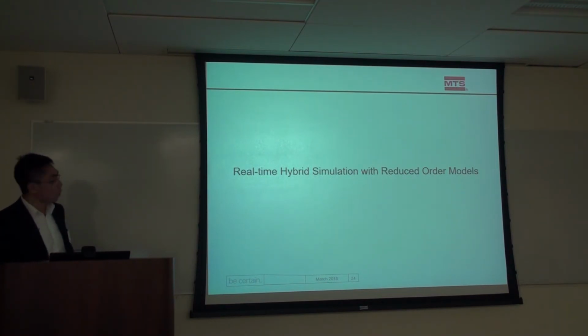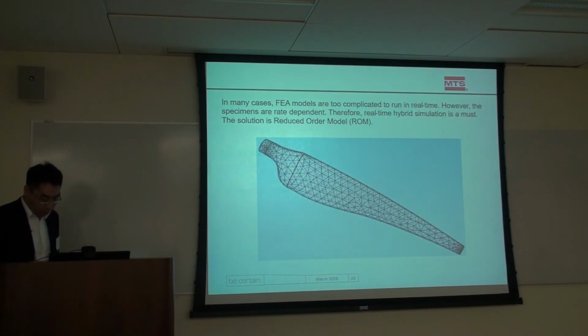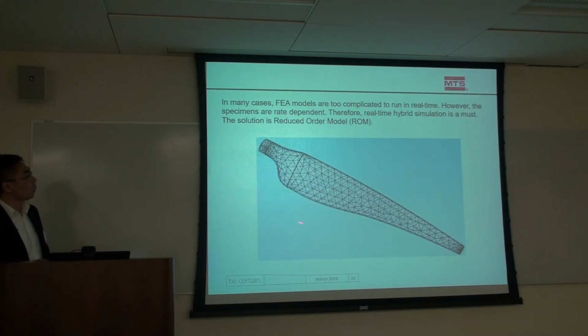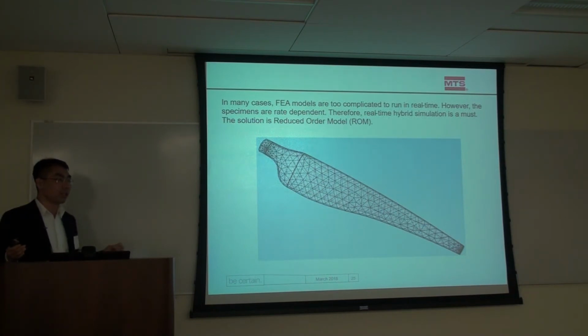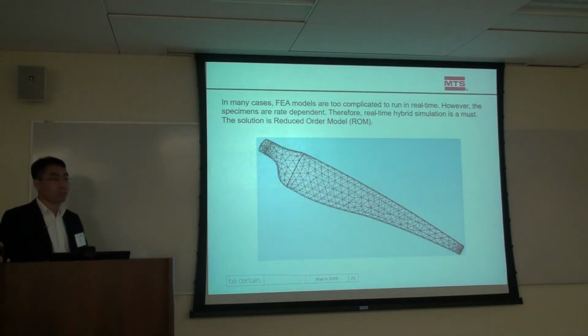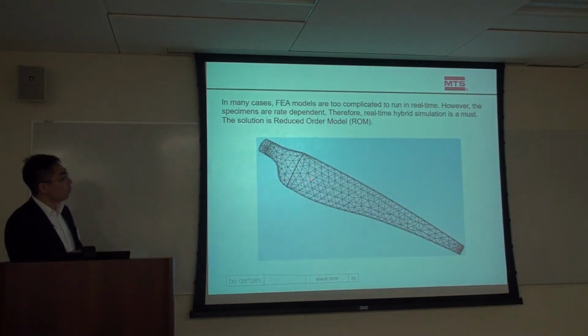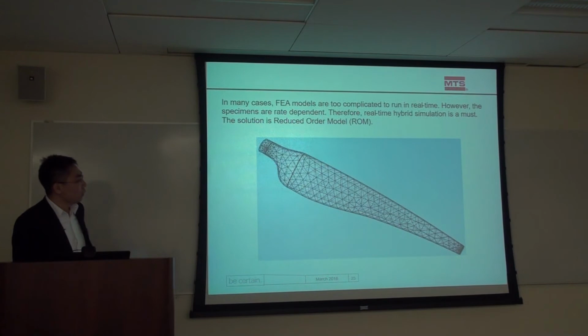The third subtopic, I will talk a little bit about using a reduced order model to do real-time hybrid simulation. The motivation for that is, in many cases, the FEA model becomes too complicated, and the computational overhead is just too large to run in real time. But still, a lot of times we want to do a real-time hybrid simulation because your physical specimen still has a strong presence of mass and damping. So you have to do real-time hybrid simulation. Then the way to do it is we can use a reduced order model to make it happen.